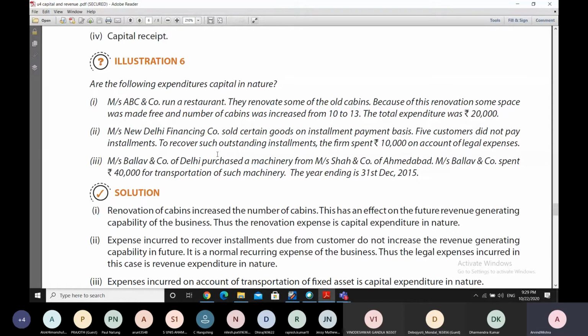So that is a normal business activity. It is a normal recurring expenditure of the business. It has got nothing to do with the future revenue generating potential or capacity of the business. It is just a normal recurring, repeating expenditure of the business that every now and then some of the outstanding installments will fail to be recovered, and therefore you'll have to spend on legal expenses to fight the cases, or by taking recourse to legal action to recover the amount. So this is not capital but revenue expenditure in nature.